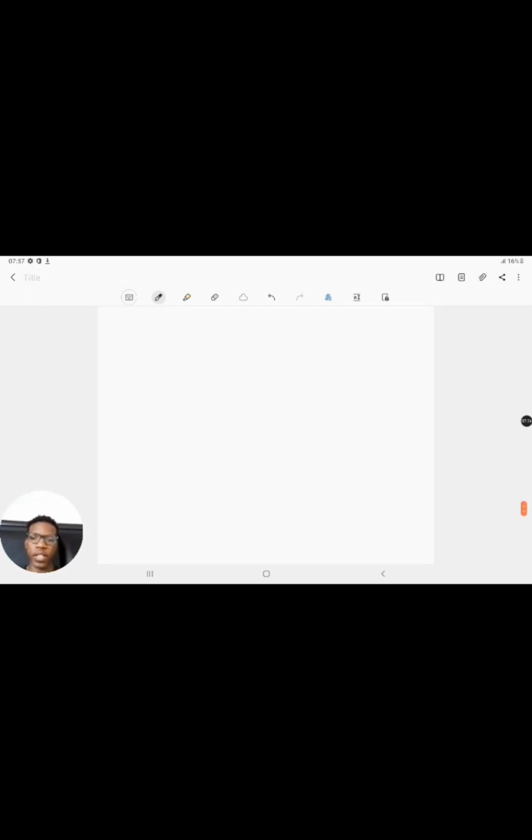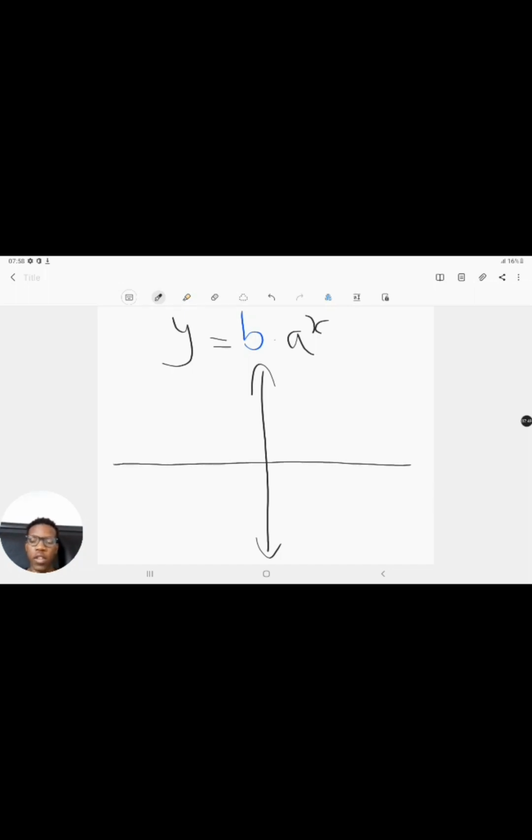So what happens? Let's say we've got y equals b times a to the power of x. What's going to happen to our graph? Well, I'm going to sketch the new graph that has a b in it in blue, and the original graph I'm going to sketch in black. Remember, the original graph looks something like that.